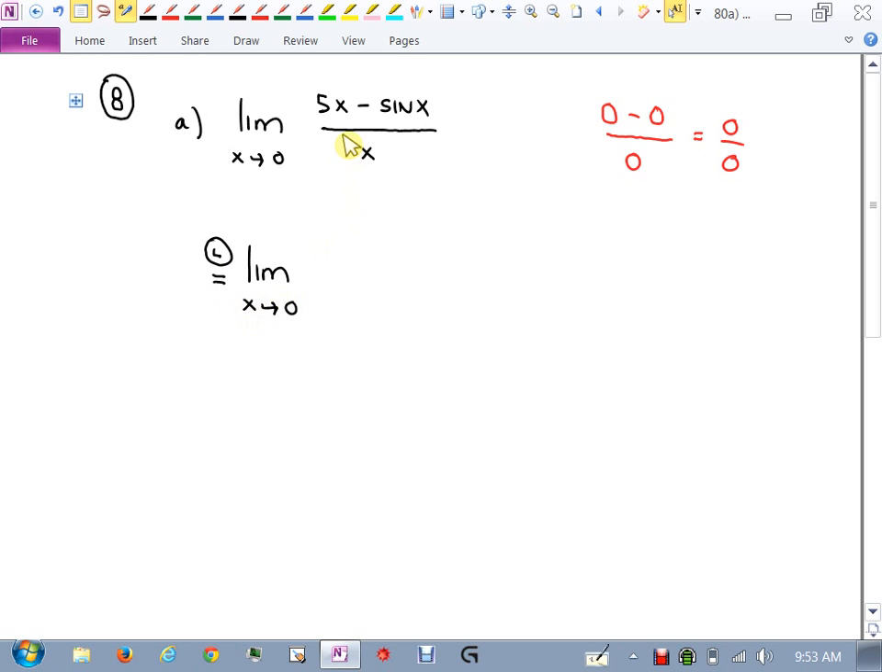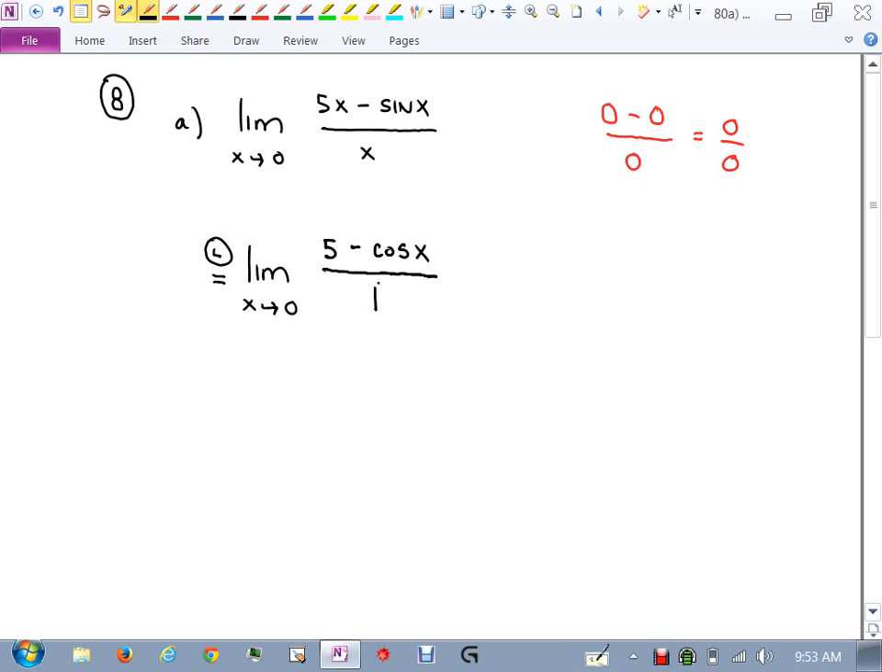So L'Hopital's rule says you take the derivative of the top and bottom separately, right? No quotient rule. It's just top and bottom separate. So the derivative of 5x minus sine x, this is two terms. So derivative of 5x is 5. Derivative of sine x is cosine x. Over derivative of x, which is 1.